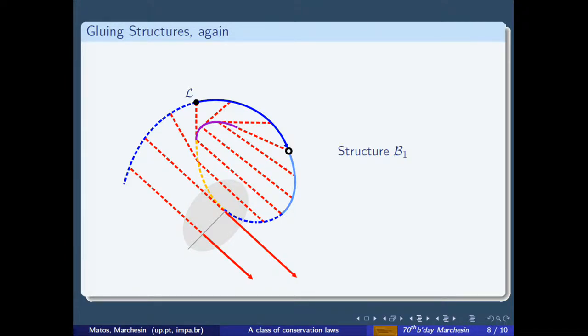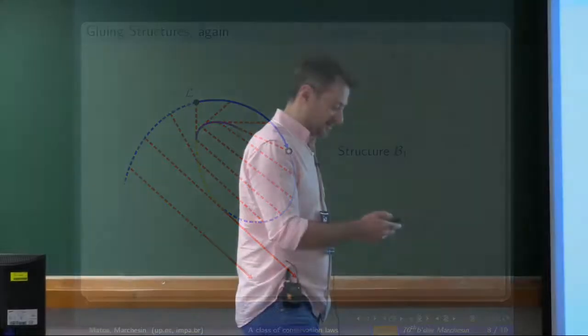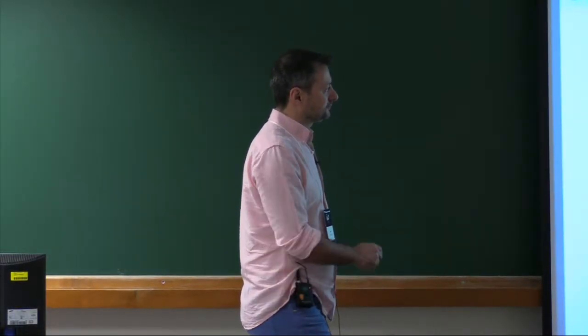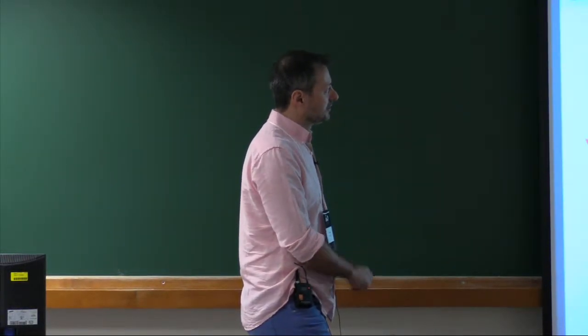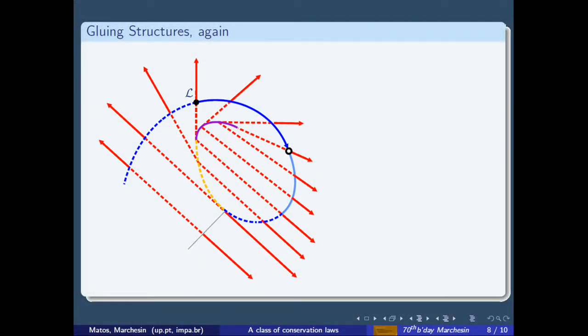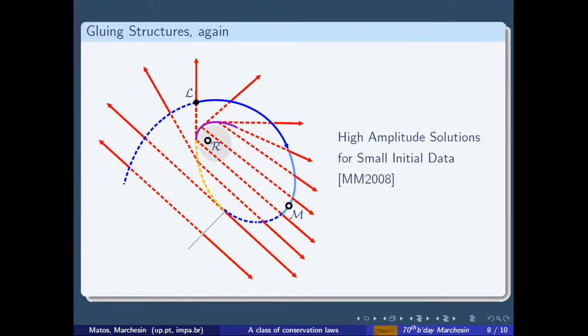Well, this is exactly what happens with the type 2 quadratic problem with the elliptic region. And studying this type 4 case of quadratic fluxes, 10 years ago, we proved that we have high amplitude solutions for really small initial data.